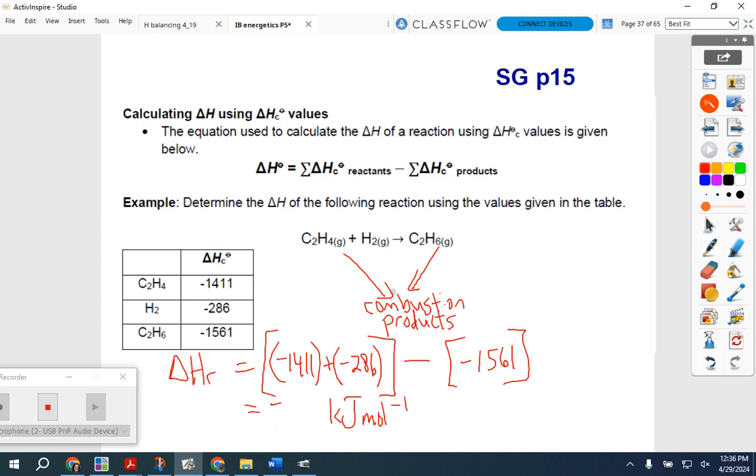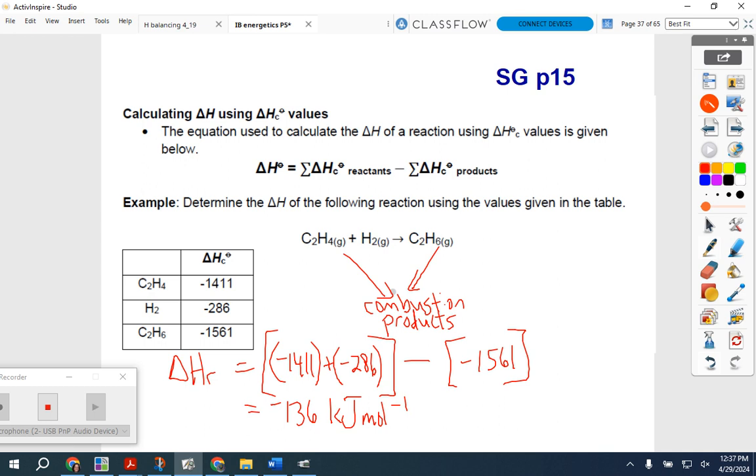Negative. Yep, I agree with you. It's negative 136. I probably failed to subtract there. Anyway, you can sometimes check yourself just by looking at how you set it up to see if it should be a negative or a positive number, but that's really all there is to it.